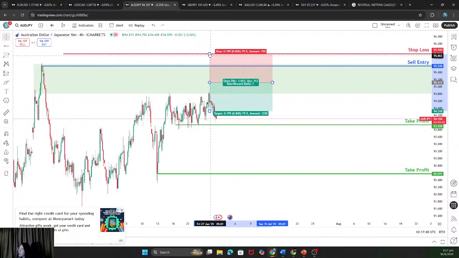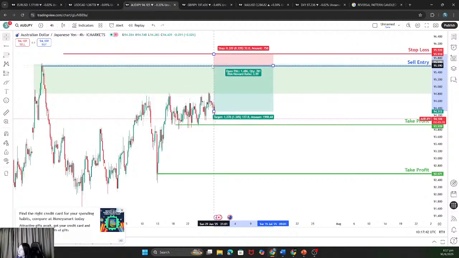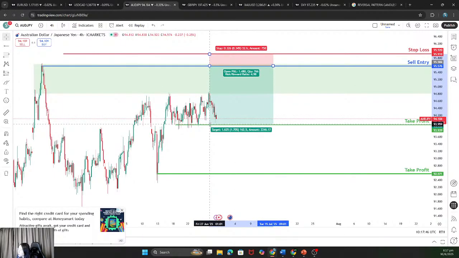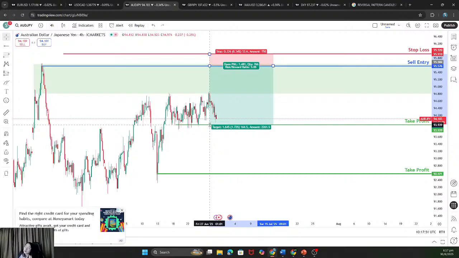So let's say I get in here. This is my stop loss. This is my entry, right? And this is my take profit. This is a 1 to 5 trade. That is a very healthy trade. That means that if you risk 1%, you're going to make 5%.